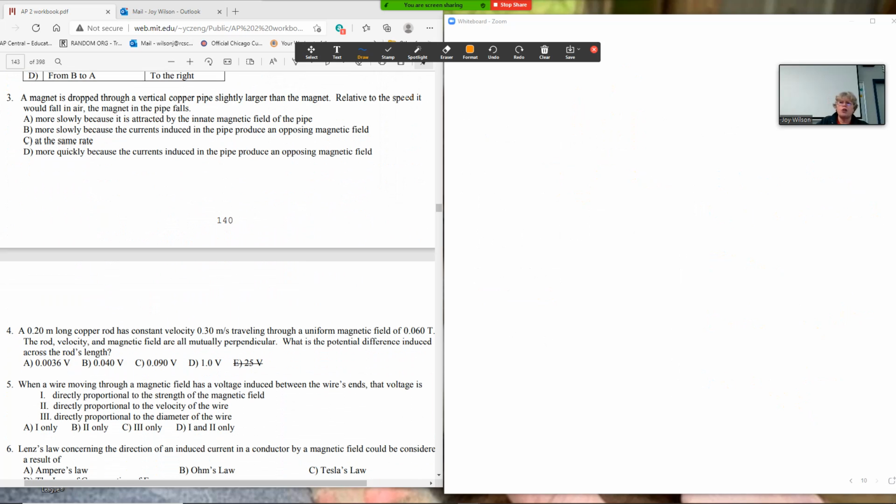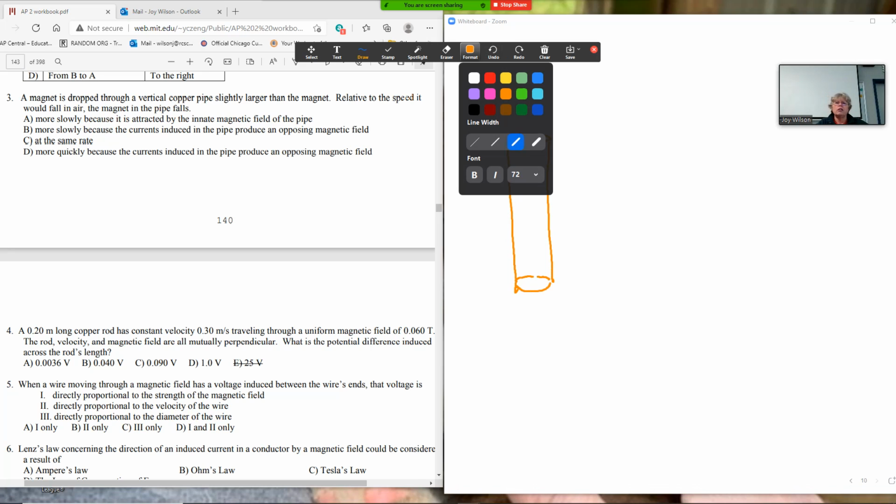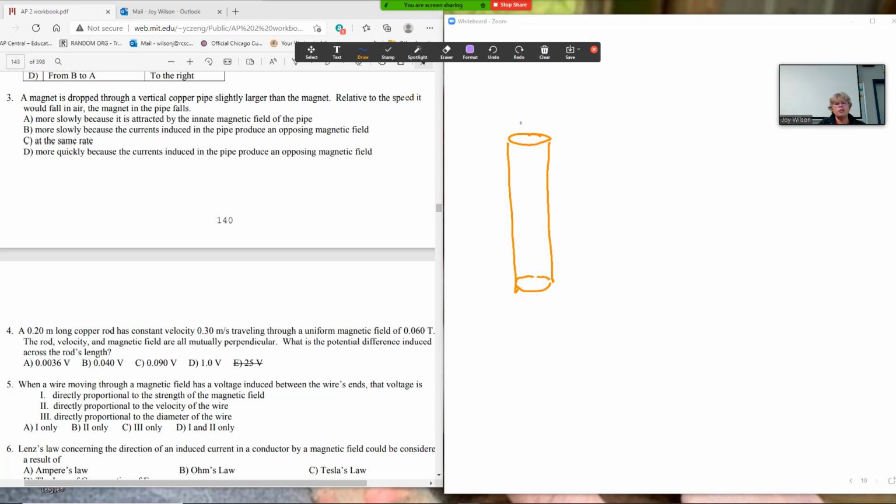Now, let's go on to number 3, which is now the other state. A magnet is dropped through a vertical copper pipe. Okay, I'm just going to pick. Let's let it fall like this: north, south, and we're just going to let it track through the pipe.